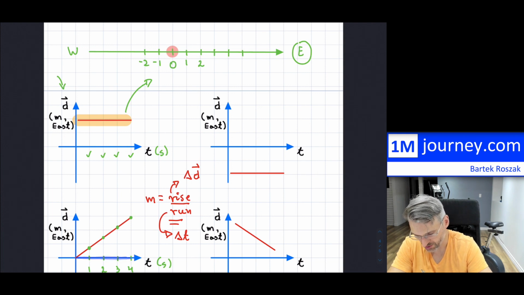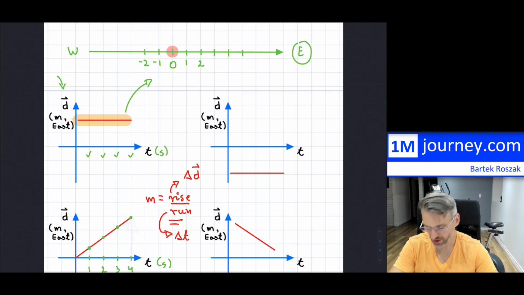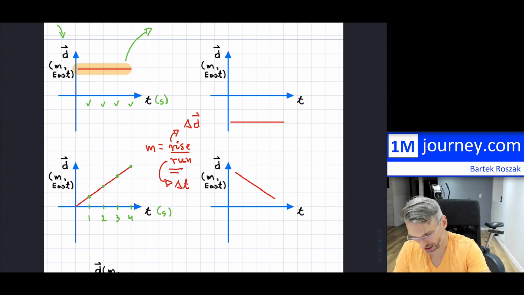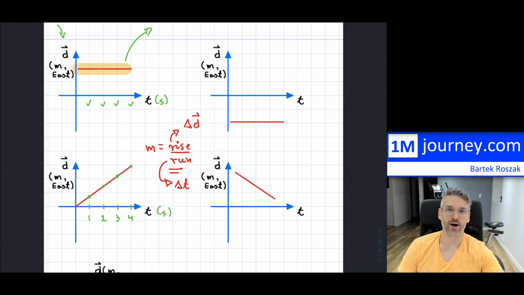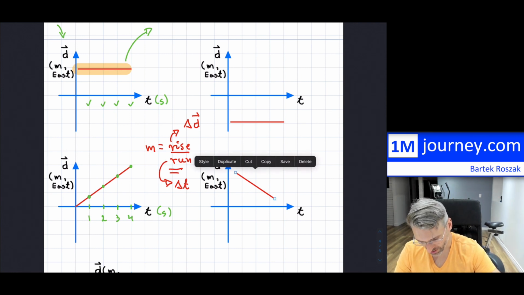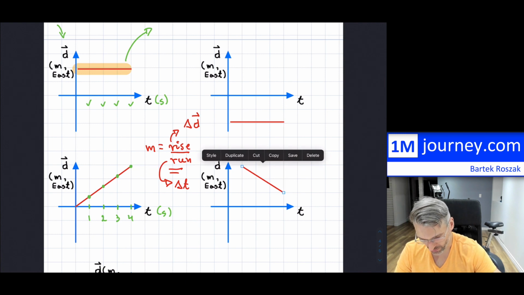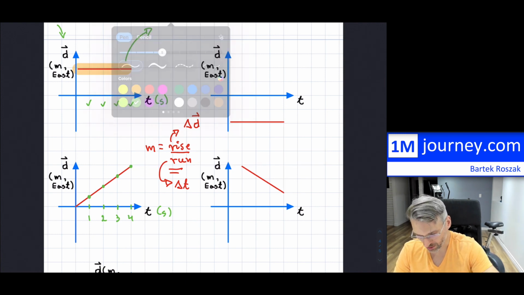So 4 seconds went by, and this is the rise, which means what has happened to the position, so the change in position. So your slope actually can read off what your velocity is, and then you can just check what direction you are moving in. Now, in this particular case, it looks like it's coming down, right? So if I take this, let's say we started over here, and then maybe we ended over here.